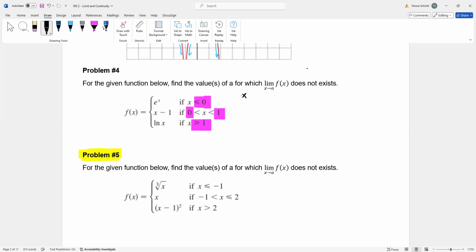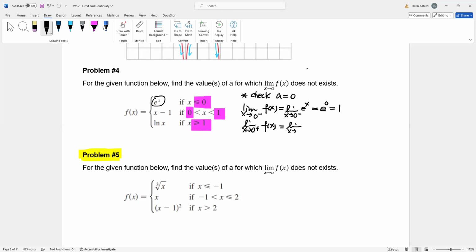So first, I'm checking when a equals 0, the first jumping point. I will say the limit as x approaches 0 from the left-hand side, and the limit as x approaches 0 from the right-hand side. If x approaches 0 from the left-hand side, that means it's less than 0. So which function am I using? I'm using e^x. When x gets closer to 0, the function value will be very close to e^0, which is 1.